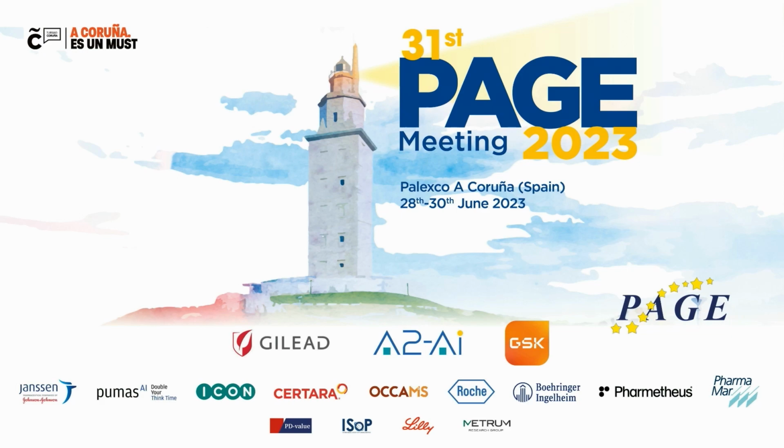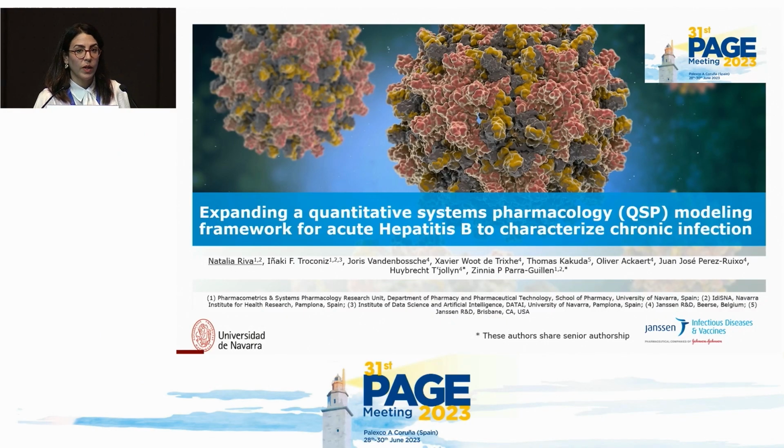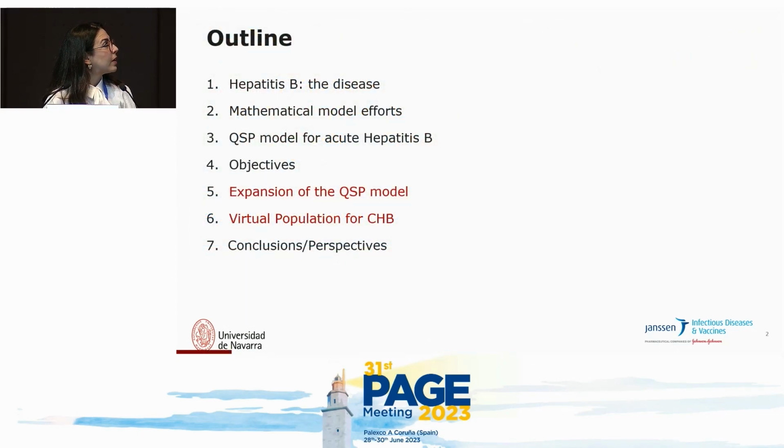Good morning, everyone. Thanks for the introduction. This is a scientific collaboration between Janssen and the University of Navarra. And this is the outline that I'm going to follow, with a special focus on steps 5 and 6: expansion of the QSP model and creating a virtual population for chronic hepatitis B.